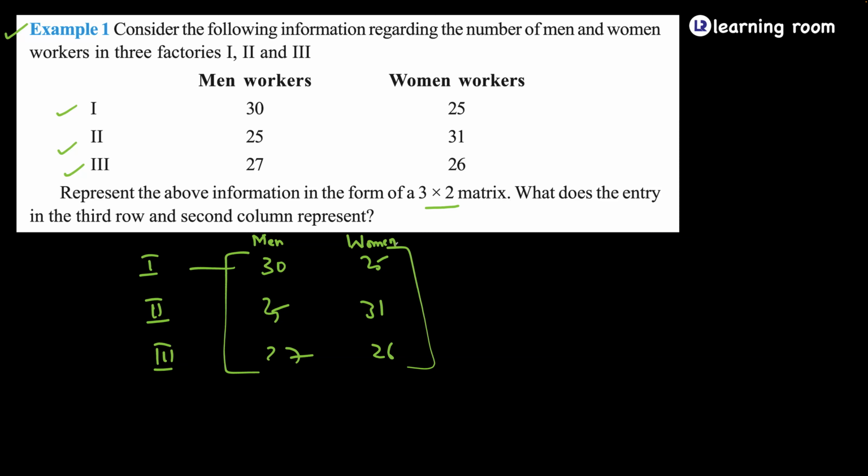Here it is simple. Now, what is the next part of the question? What does the entry in the third row, second column represent? Third row, second column, it is going to be 26. So this 26 represents the number of women workers in the third factory. That's it. It's simple, no? Just make a quick note of it.